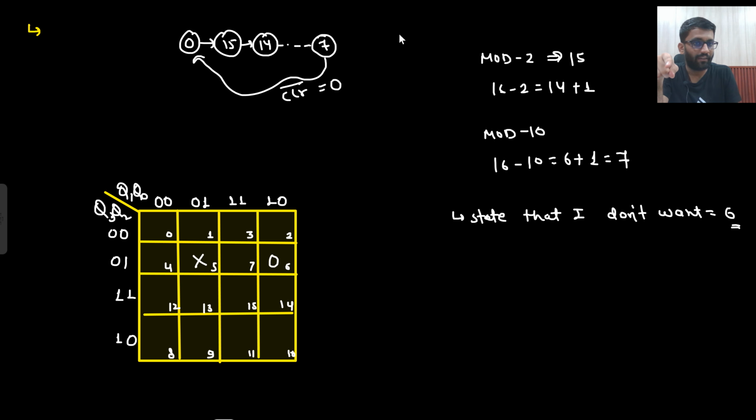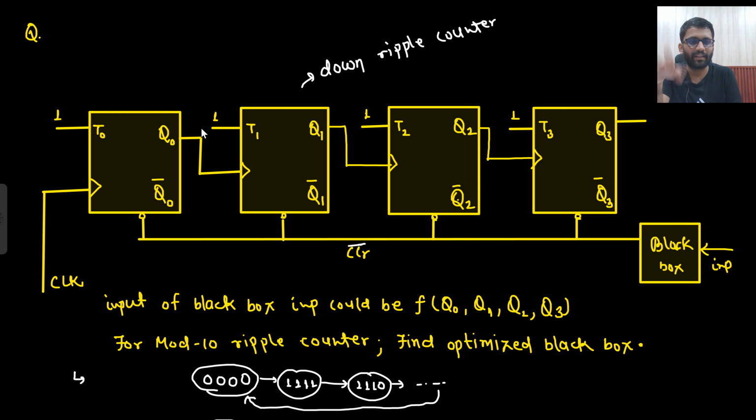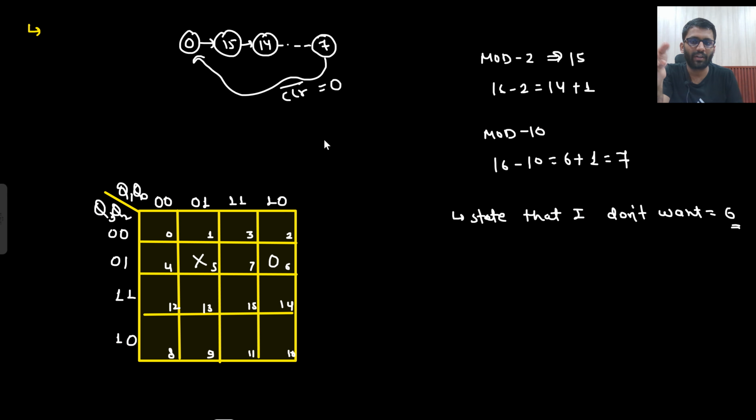Then at 6 I want my clear to be 0, so that my outputs are reset. Reset means goes to 0. So I want my clear input to be active, and here activation means applying 0. And 5 should be don't care, 4 should be don't care, 1 should be don't care, 2 should be don't care, 3 should be don't care, 0 should be don't care. 0 should be don't care or not? No, 0 should not be don't care, because at 0 you want your clear bar to be 1. Right? So here it is 1, so it is not don't care.